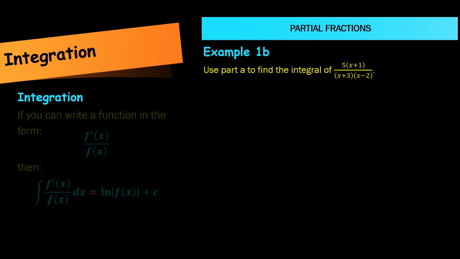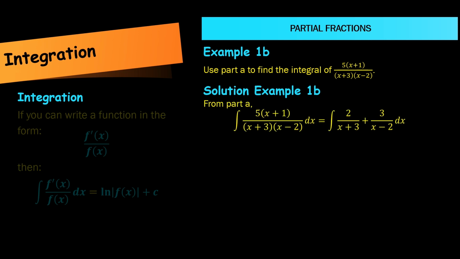We are required to use part A to find the integral of 5 times (x plus 1) all over (x plus 3) times (x minus 2). So let's solve this. From part A, we have that the integral can be expressed as the integral of 2 over (x plus 3) plus 3 over (x minus 2) dx. And this can be split as shown.